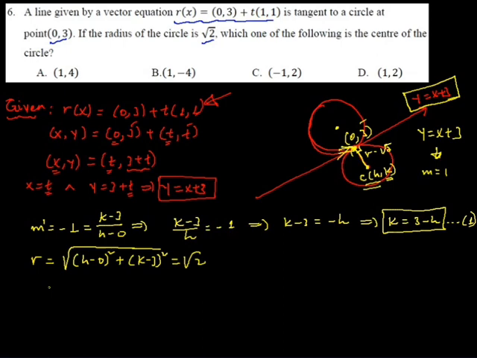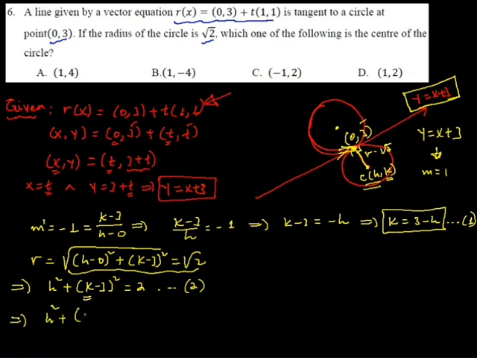and this r is radical 2. Now squaring both sides, h square plus (k minus 3) the whole square is equal to 2. You can square both sides. Okay, so in place of k, you can use the first equation. So this becomes h square plus (3 minus h minus 3) the whole square is equal to 2. This becomes 0. Then h square is equal to 2.